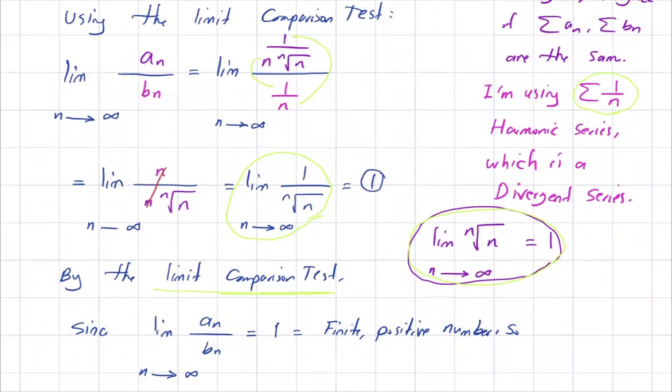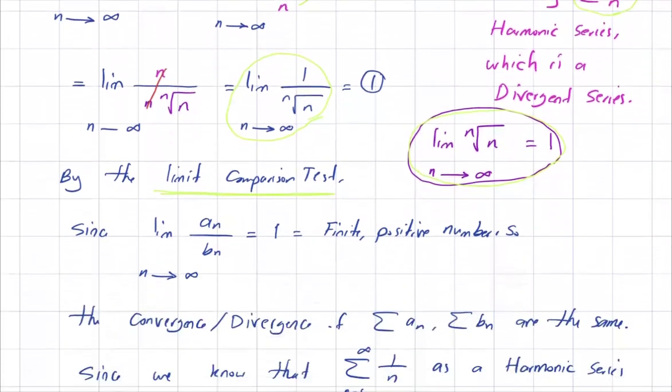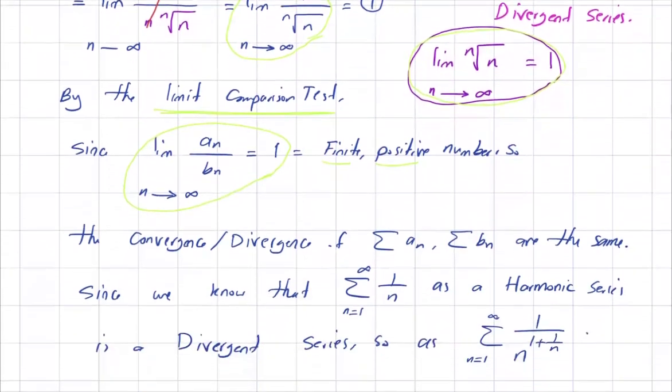By the limit comparison test, since the limit of an divided by bn as n goes to infinity is a finite positive number, the convergence and divergence of these two series are the same. But one of the series is the harmonic series, which is divergent. So the second series must be divergent as well.